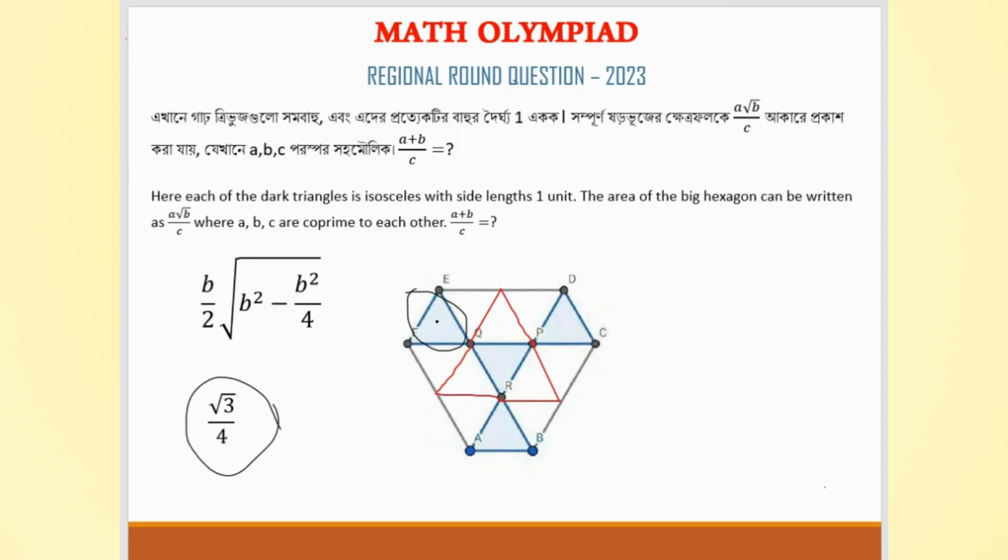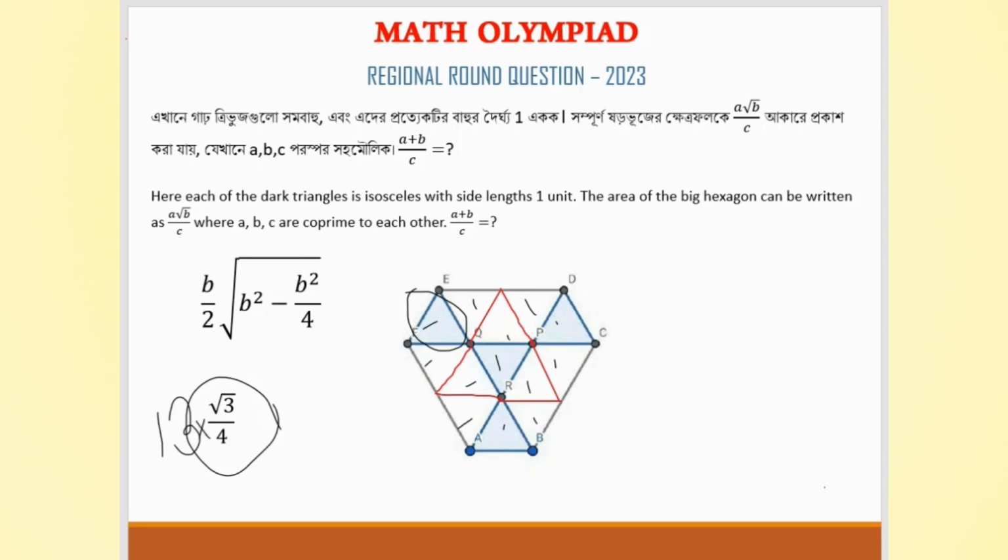Now how many triangles do we have here? 1, 2, 3, 4, 5, 6, 7, 8, 9, 10, 11, 12, 13. So basically you have 13 triangles here. Since all of these triangles are the same, the area of all of them is the same. So what can we do? We can just multiply root over 3 by 4 with 13. That's it, as simple as that, right?